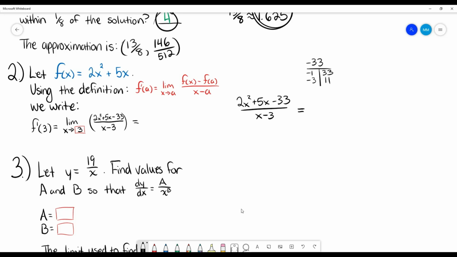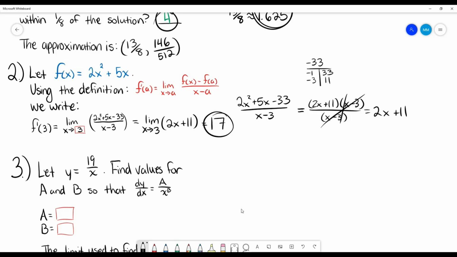So that's the same thing as this. If we factor that out, and now we've got our x minus 3s cancel. So now it just turns into a 2x plus 11. So we've simplified that, so I'm going to rewrite it over here now as this. And now we can just plug in that 3, which gets us a 6 plus 11, and our answer is 17.